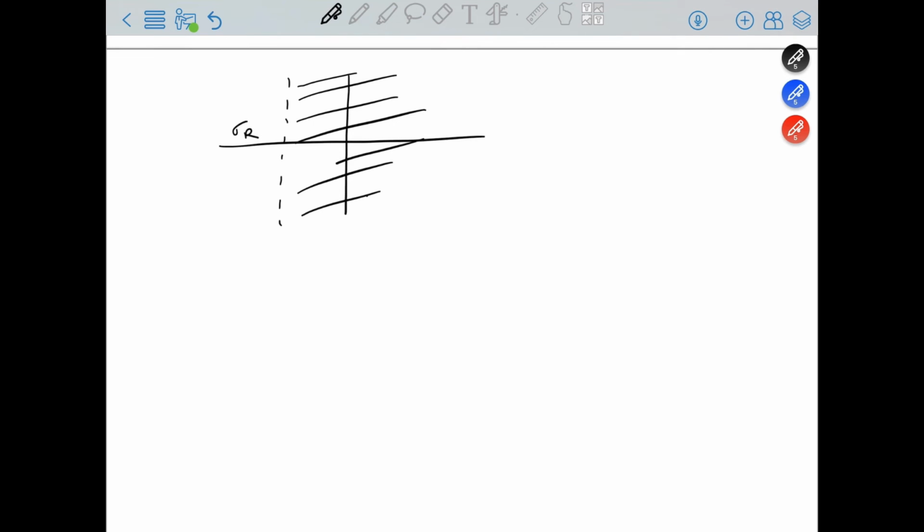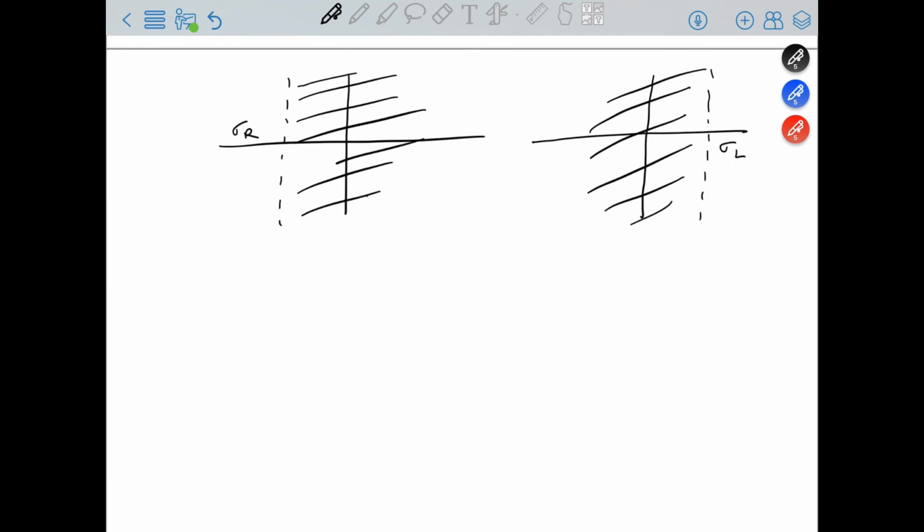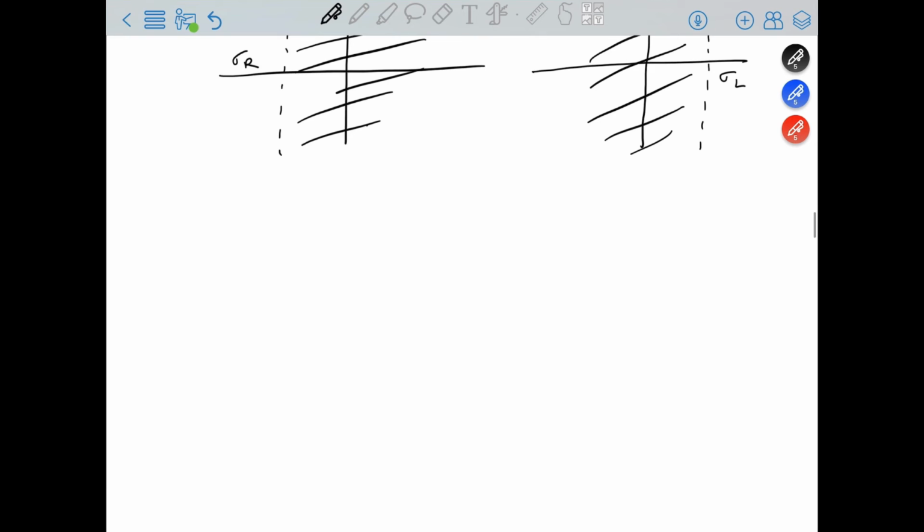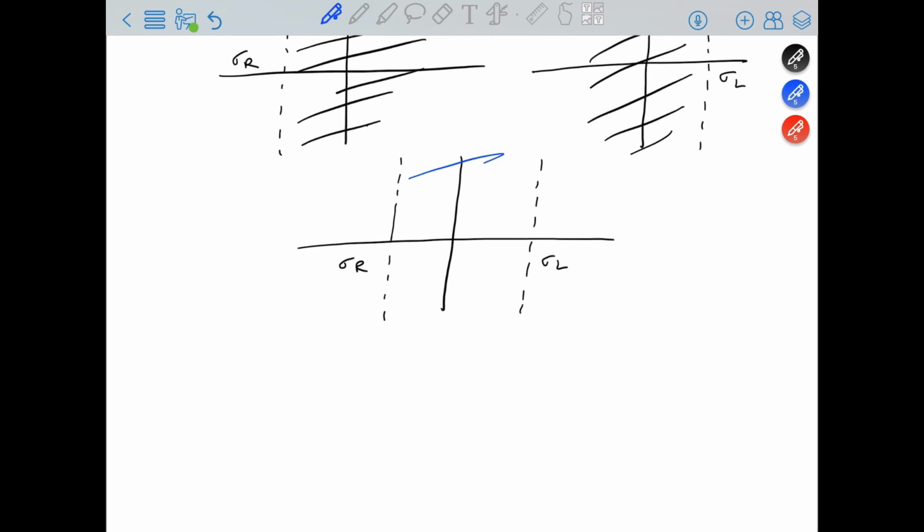For the right sided, what we have said is that for any value, suppose we have taken some sigma r, all the values which are greater than this value will be in the ROC. And for left sided, suppose we have some sigma L, all the values which are less than this value will be in the ROC. So if we combine these two, the ROC will be in between these two values. So we have sigma r, we have sigma L, and our ROC will be the strip in between these two values. So that is basically your definition.